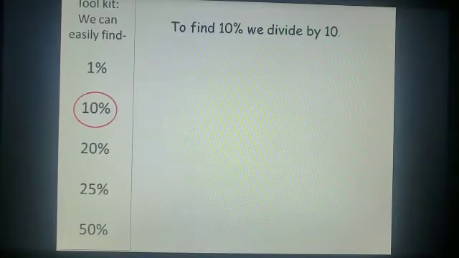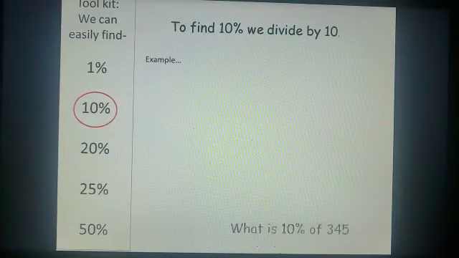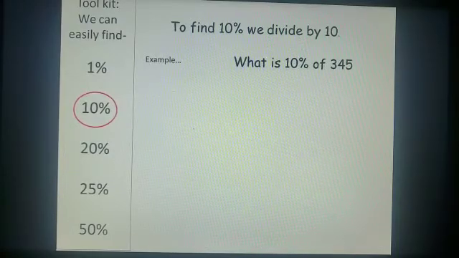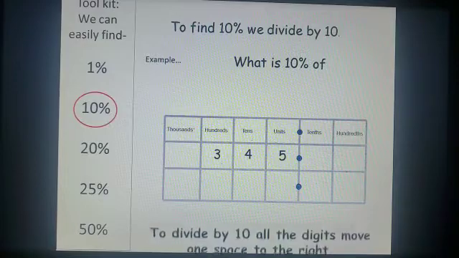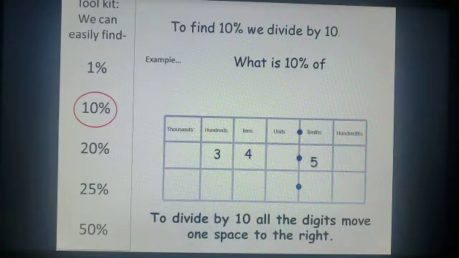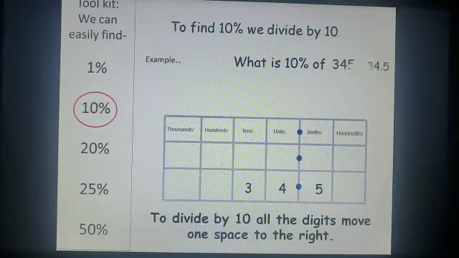Now in previous videos we've looked at this. So for example, what is 10% of 345? We know when we divide a number by 10, we move our digits one space to the right, one column. So my 5 units will become 5 tenths, my 4 tens, 4 units, my 300s to 3 tens. So 10% of 345 is 34.5.